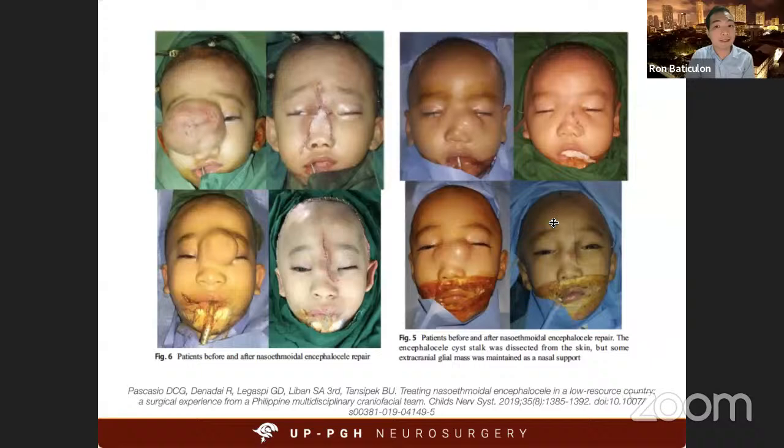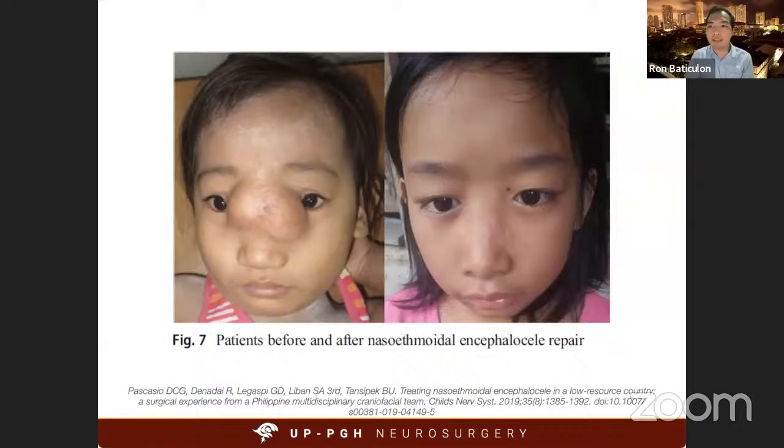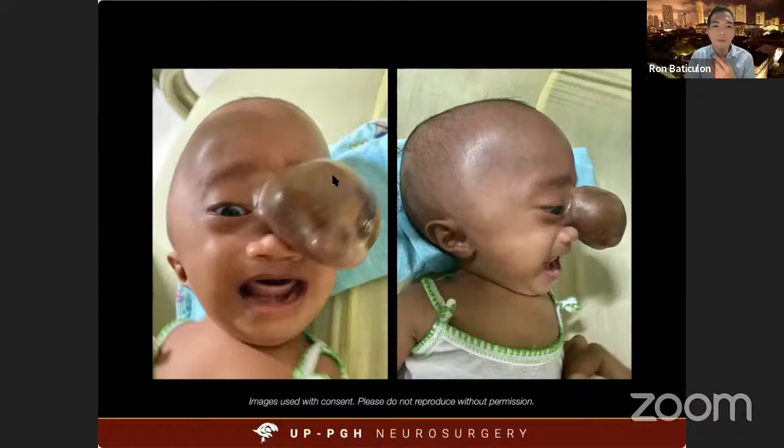So again, this is several years down the line. Here, when you've got this patient, as I've said, you don't just worry about the sac. You worry, in this patient, about the vision. That's why when this patient came into us, from the province, even though this just had thick skin, we needed to repair the encephalocele sac urgently. Otherwise, this patient was at risk of going blind.